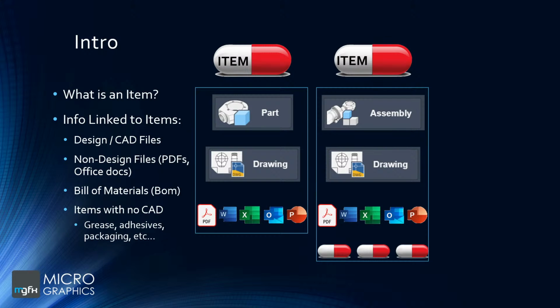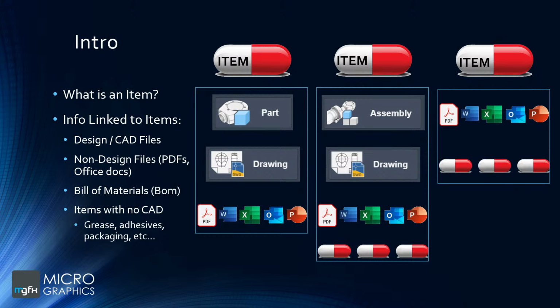We then have an item for an assembly with its drawing, and then the bill of materials represented by those 3 capsules at the bottom. Then lastly, you may have an item where the item has no CAD file linked to it at all. And this may just be something like grease.